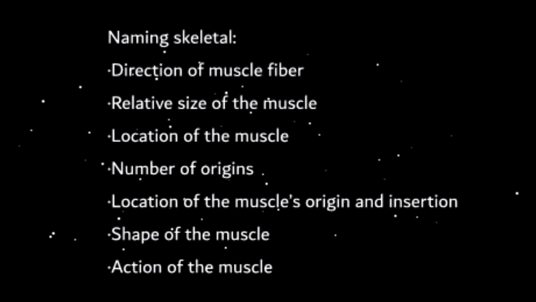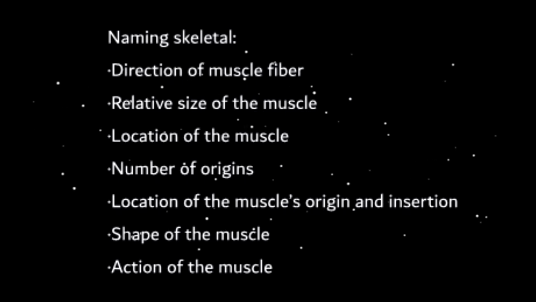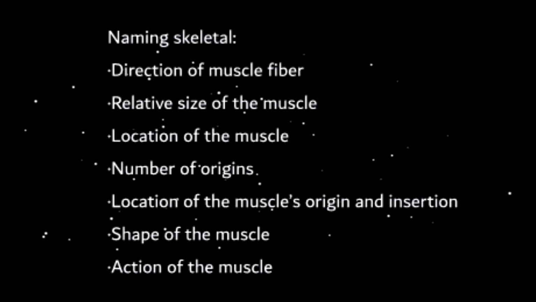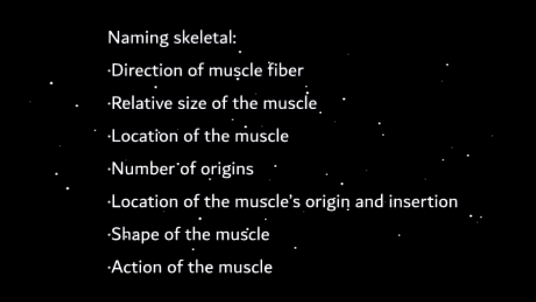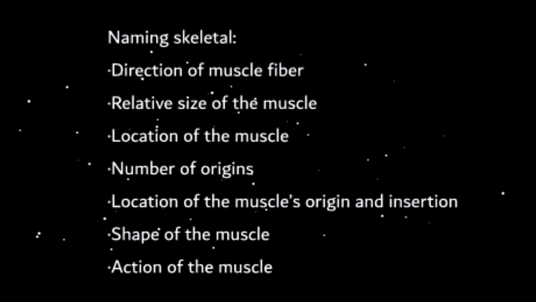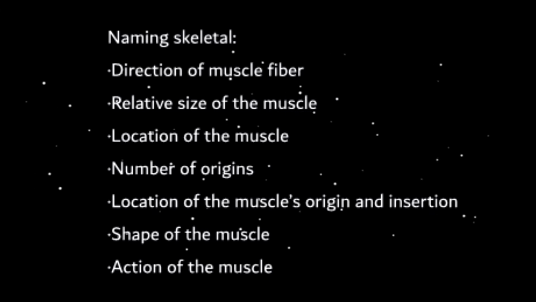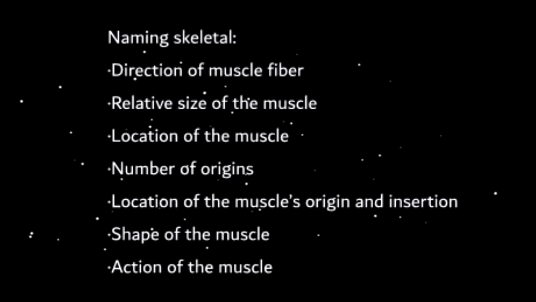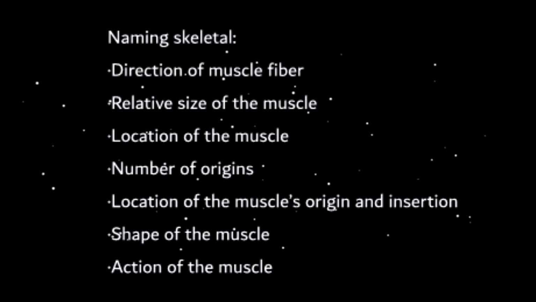Anatomists name the skeletal muscles according to a number of criteria, each of which describes the muscle in some way. This includes naming the muscle after its shape, fiber direction, location, number of origins, or its actions. The names of some muscles reflect their shape. Direction of the muscle fiber. Example, rectus abdominis. A large muscle in front of the abdomen that assists regular breathing, movement, and supports the muscles of the spine. Relative size of the muscle.